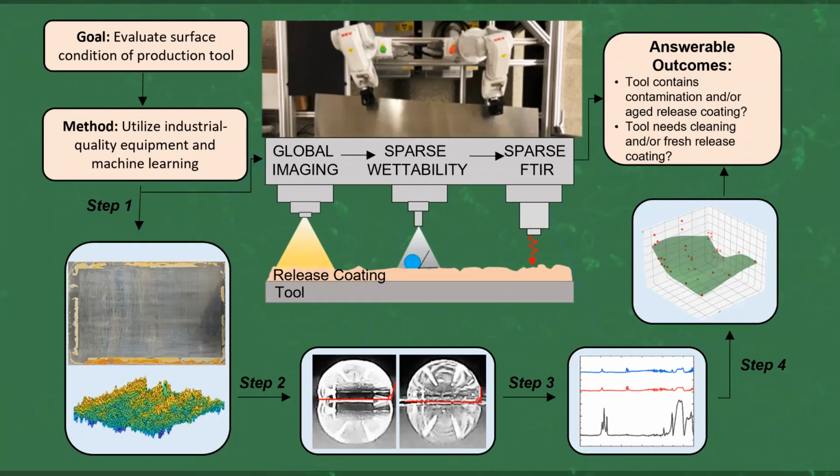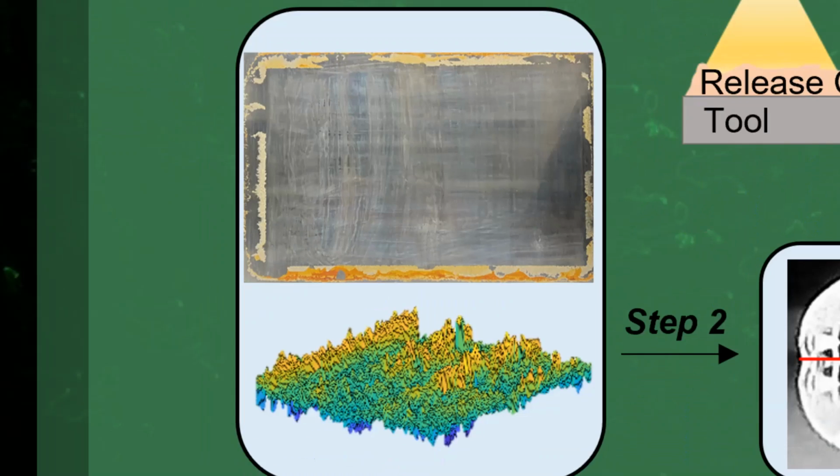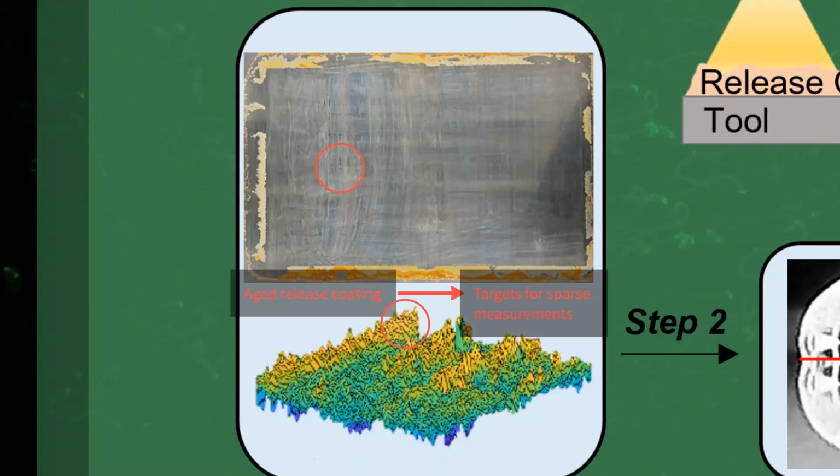The first step of the evaluation process is digital mapping of the tool surface using global imaging. During this first step, a wide frame image of the tool surface is taken. Then, supervised learning-based image analysis is used to detect potentially troublesome areas on the tool surface containing either aged release coating or contamination. The areas identified during this first step act as target areas for the subsequent evaluation steps.